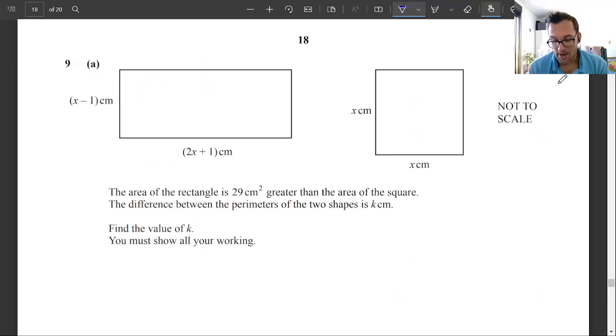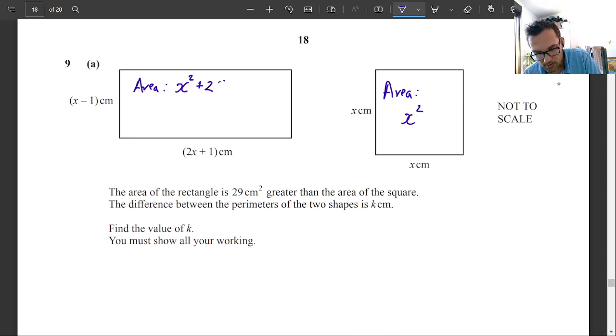Question 9a. It tells us the area of the rectangle is 29 centimeters squared greater than the area of the square. Okay, so what is the area of the square? Well, the area of the square will be x times x. Let's write there the area. x times x is x squared. Brilliant. Now the area of the rectangle is 29 more. So that means the area over here is x squared, same as the square, plus 29.